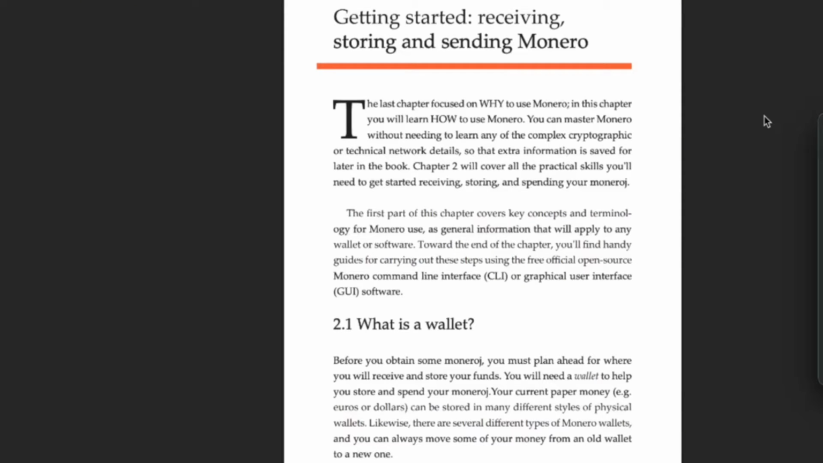The first paragraph under Getting Started, Receiving, Storing, and Sending Monero basically explains that in the previous chapter, the book focused on why you might want to use Monero. This chapter will focus on how to use it. It reassures the reader that you don't need to learn complicated cryptography or technical details to get started. Instead, the chapter will give practical skills for using Monero, like receiving, storing, and spending it. It also mentions that the chapter will cover key concepts and terminology that apply to any type of cryptocurrency wallet or software. So, in short, this chapter is all about the practical side of using Monero.